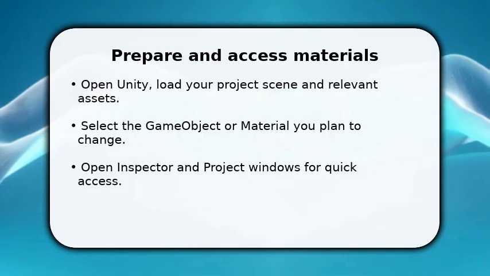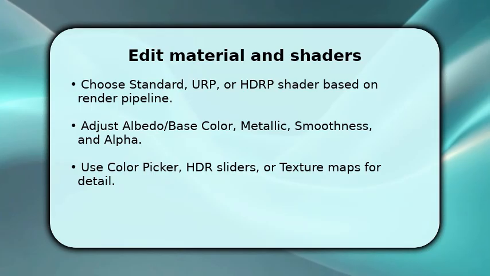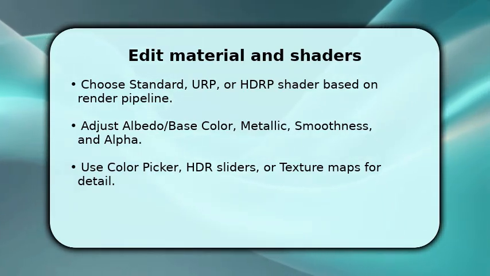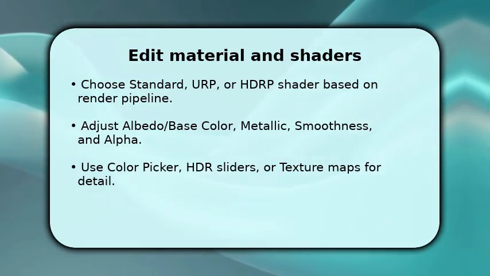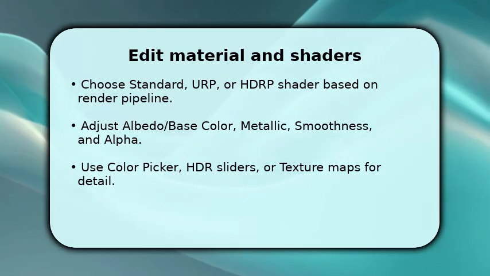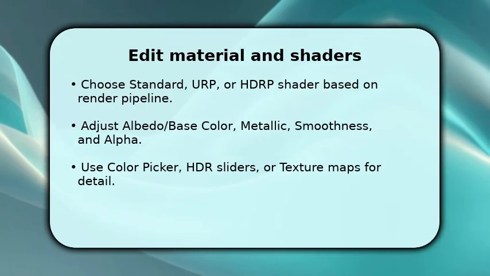In the inspector, pick the correct shader for your pipeline, standard, URP, or HDRP, because each exposes different parameters. Change albedo or base color with the color picker and tweak metallic and smoothness to affect reflectivity. Alpha controls transparency. If you need texture variation, paint or swap the albedo texture. Make sure to apply changes to the material asset.